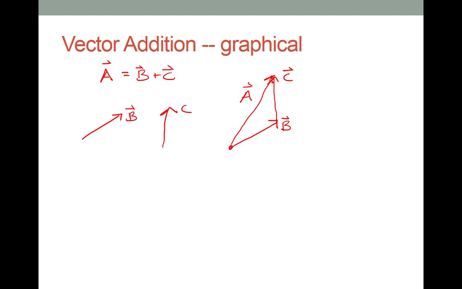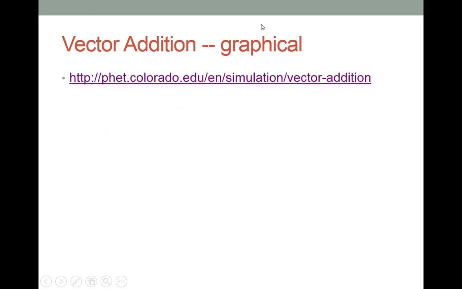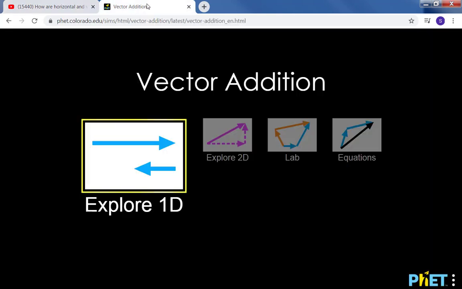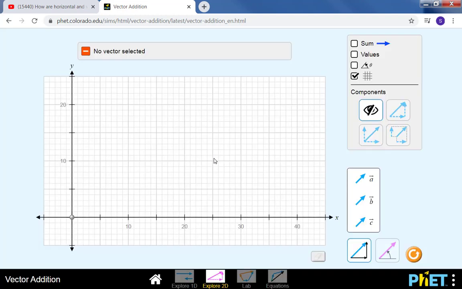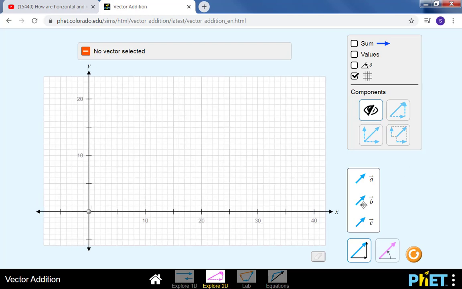Now, you can see this. The next slide has us going to look at a simulation. And I already have that simulation open here. We're going to go to the Explore 2D tab and draw ourselves a couple of vectors. So the last time that moves the coordinate system. Let's grab a vector B, toss it down. Grab a vector C. Oh, C is going straight down. The example we just had a minute ago was C going straight up.